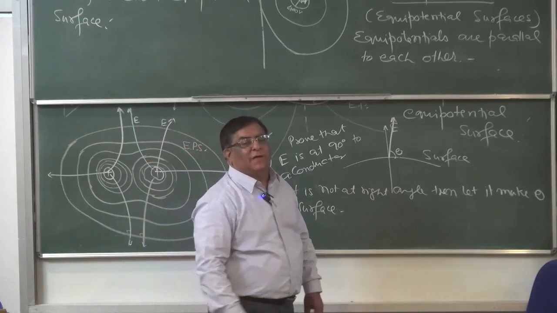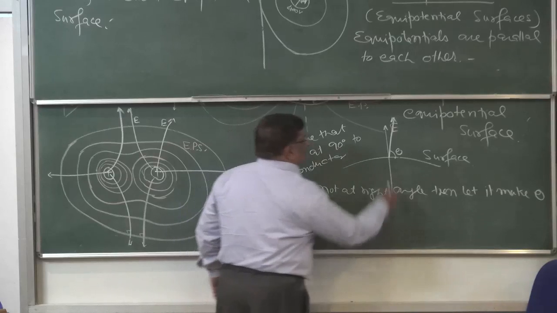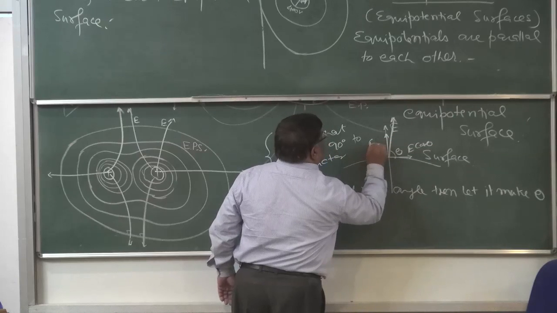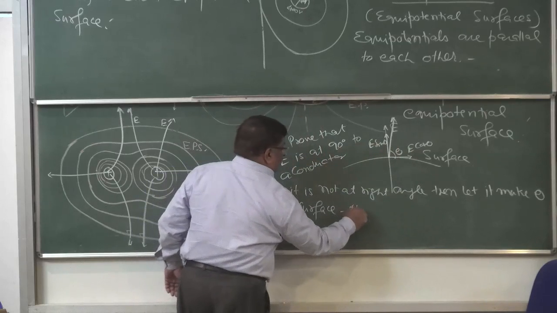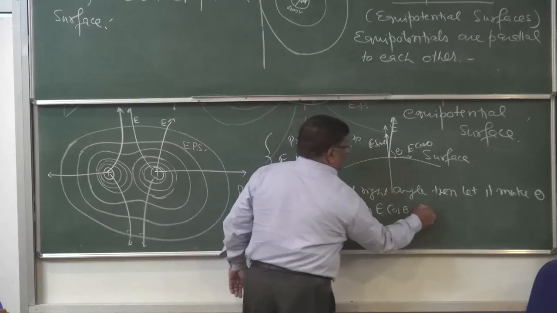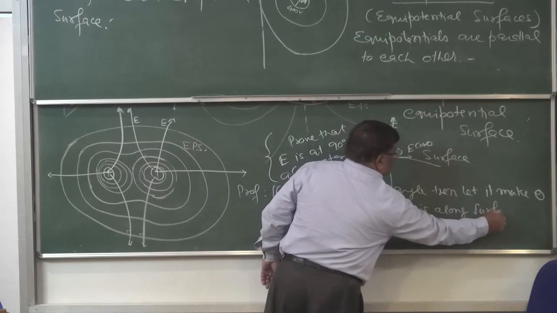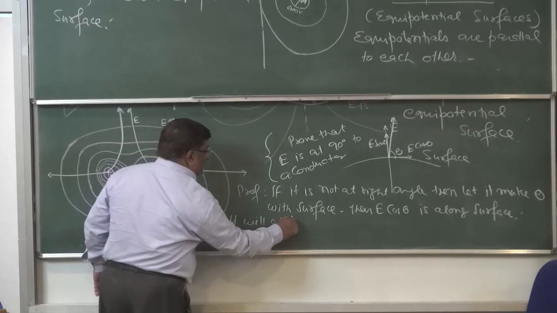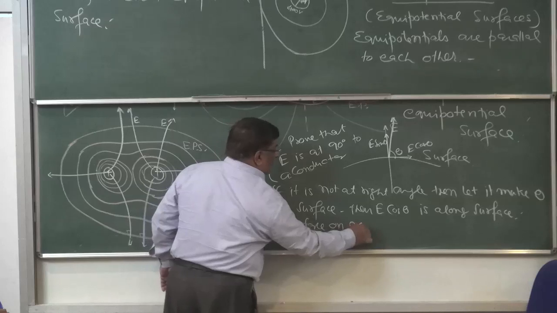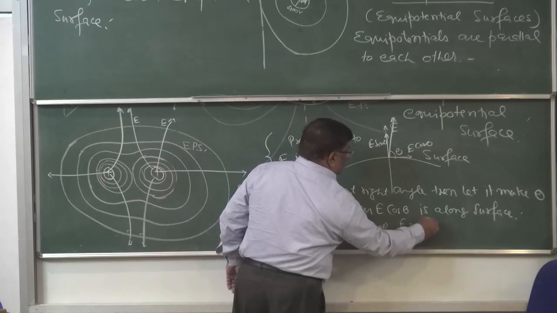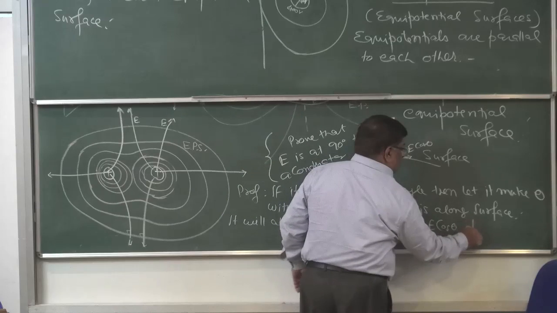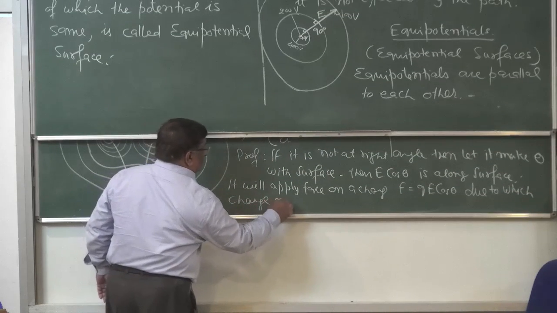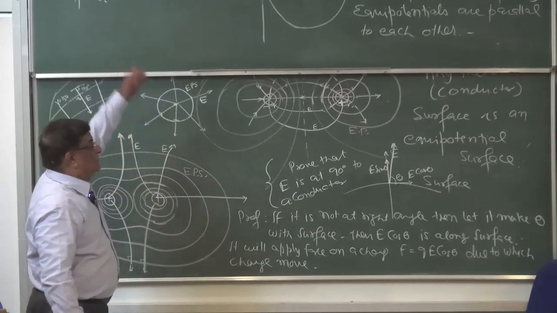We assumed that the electric field makes an angle theta with the surface. Then it will have two components. One is the component along the surface, that is E cos theta, and the other is E sin theta. Then E cos theta is along the surface. It will apply a force on a charge, F is equal to Q E cos theta, due to which the charge moves.